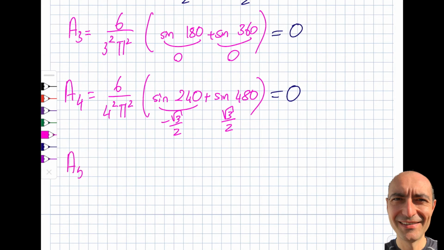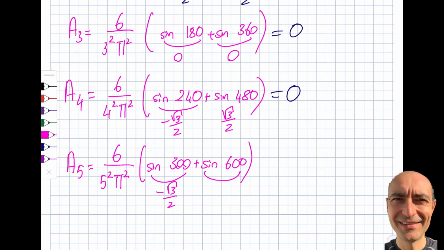So let's look at the fifth one. So it's going to be 6 by 5 squared pi squared, okay? And this is going to be sine of 300 plus sine of 600. This is the fourth quadrant, right? 300. So do you remember that this is going to be negative square root of 3 by 2? And sine of 600 is sine of 240, right? So it's going to be minus square root of 3 by 2 again. There we go. So this will be minus 6 square root of 3 by 5 squared pi squared.